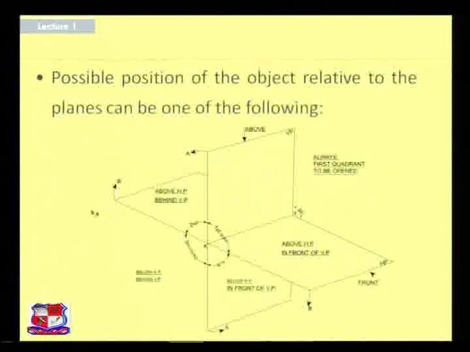I am repeating because it is very important. When the object is kept over here, in the second quadrant, and we draw the front view, observing the object from this direction, the image of the projection will be projected in the vertical plane. And the same when we observe the object from the top, that is the plan, the projected image will be projected on the horizontal plane.